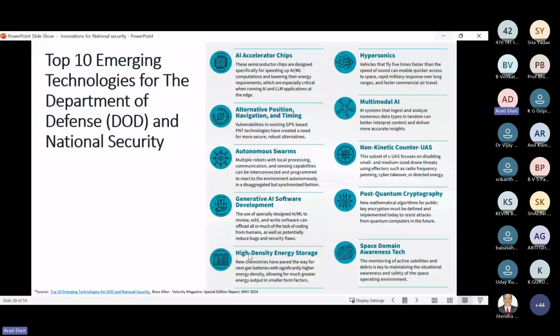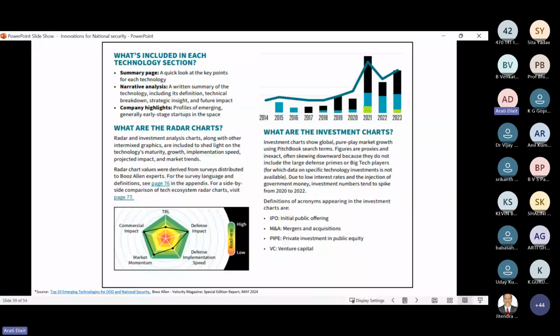So I won't talk about each one of them here, but we'll have a slide for each one of them. We'll quickly take a look at them. On each of the slides, you would see radar charts, as I'm showing on the left bottom corner, and investment charts, which are on the right top corner.